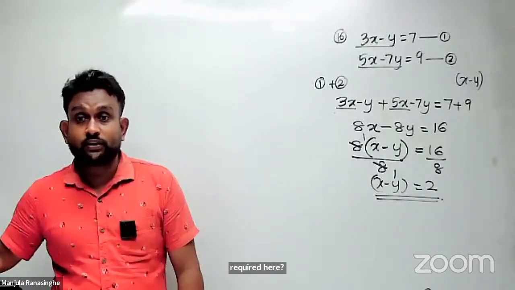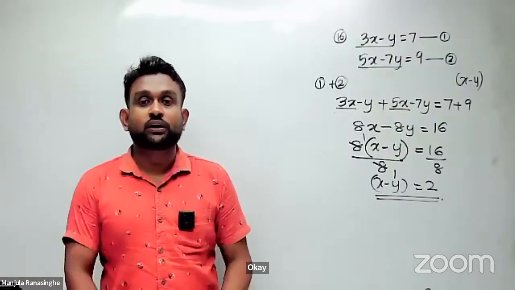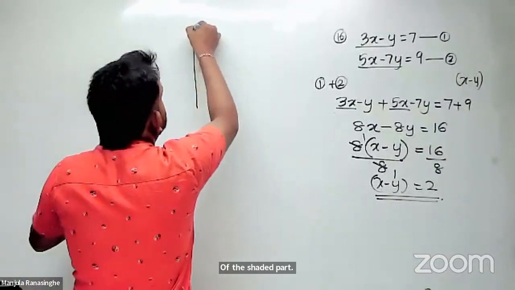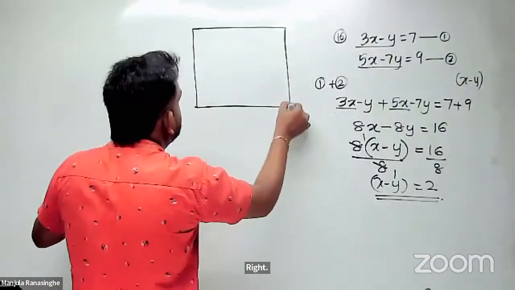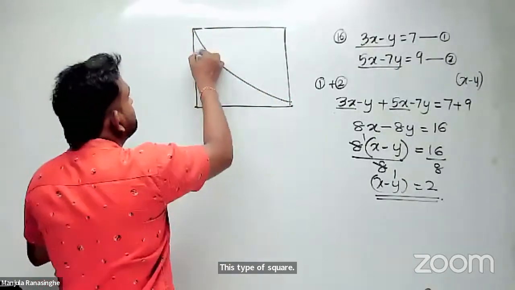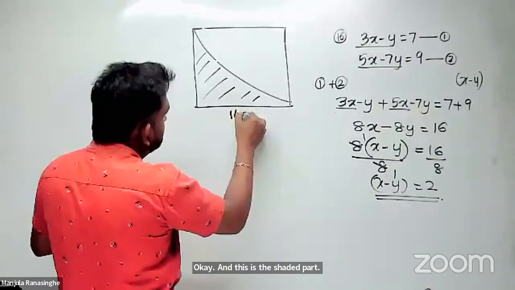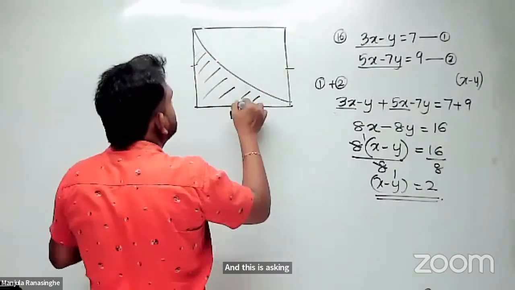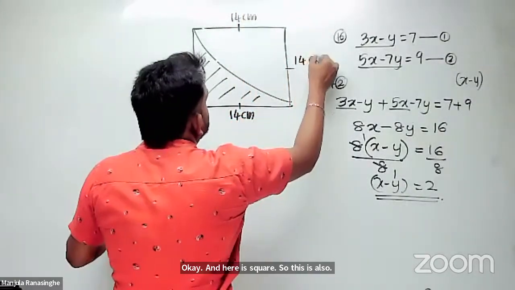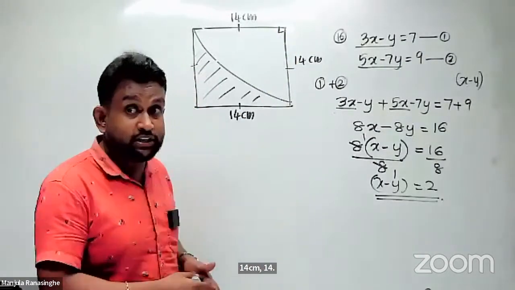Next one, question number 17. Find the perimeter of the shaded part. They have given this type of square, and this part is shaded. This side is 14 centimeter, and here is the square, so this is also 14 centimeter, 14 centimeter, and this is 90 degree. So find the perimeter of the shaded part.